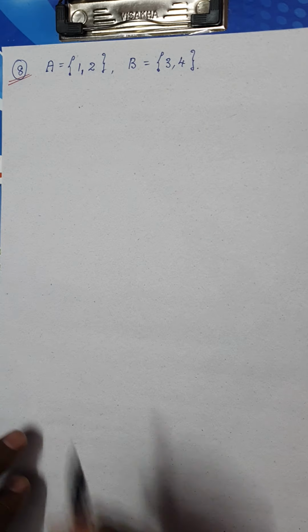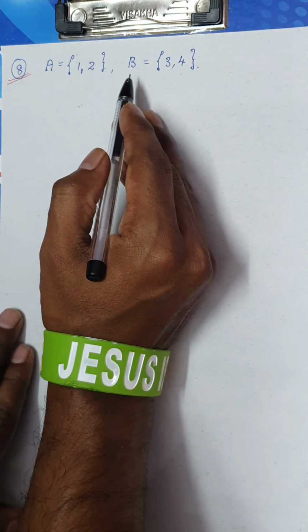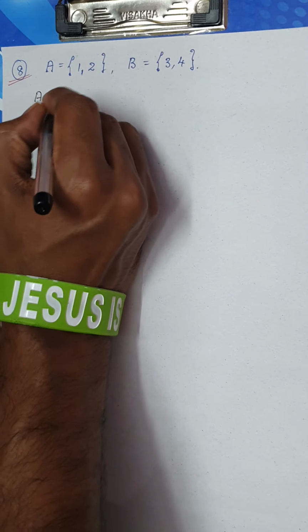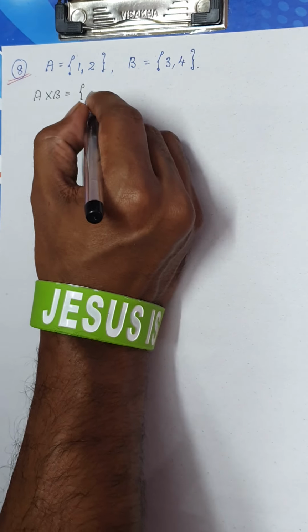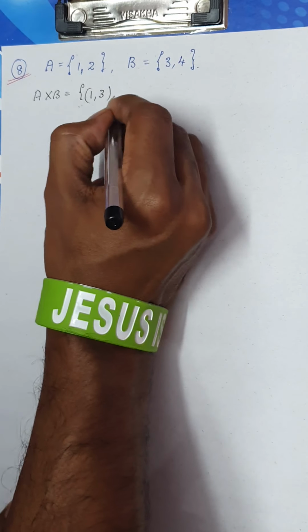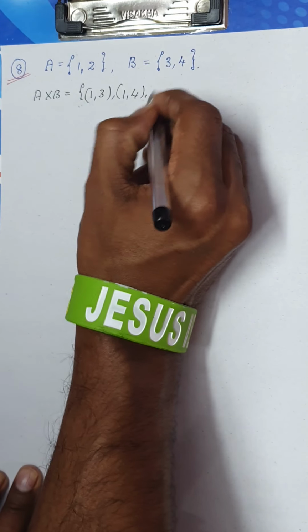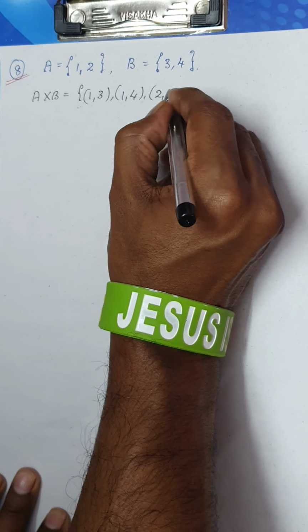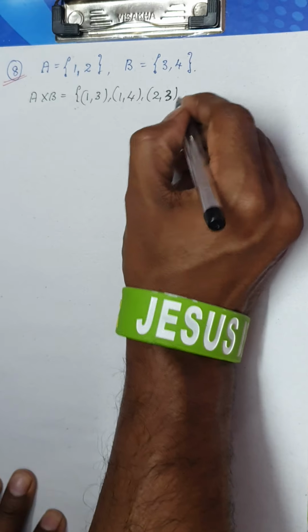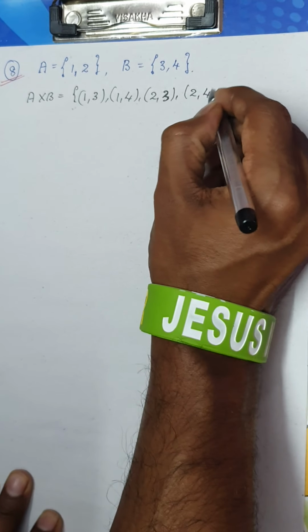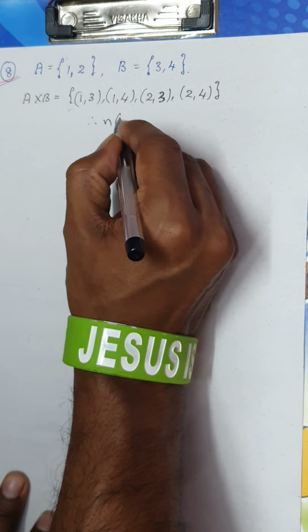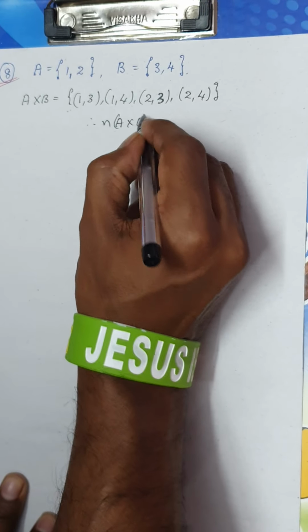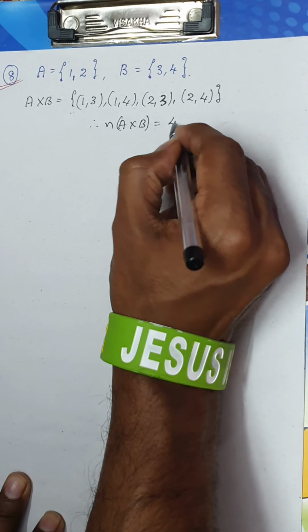Now first thing we'll do is find A cross B. How do you find A cross B? Just the ordered pairs. So 1 paired with 3 is 1, 3, and 1, 4. Similarly, 2 paired with 3 is 2, 3, and 2 paired with 4 is 2, 4. Now you can see here, how many elements does A cross B have? The number of elements in A cross B is 4.